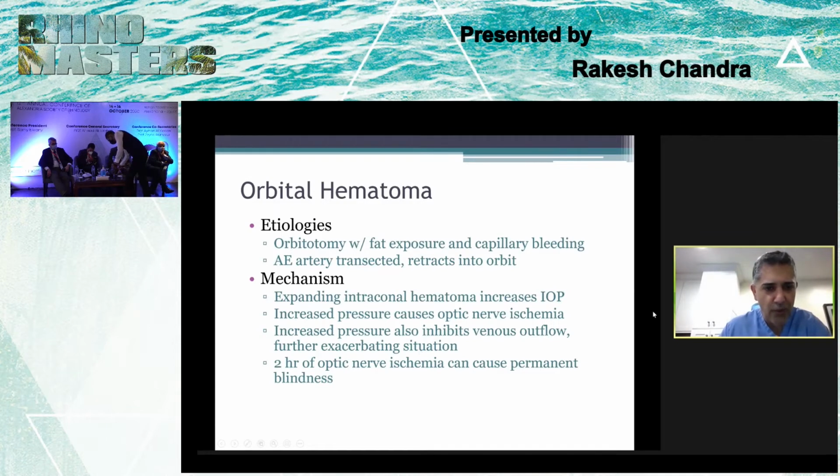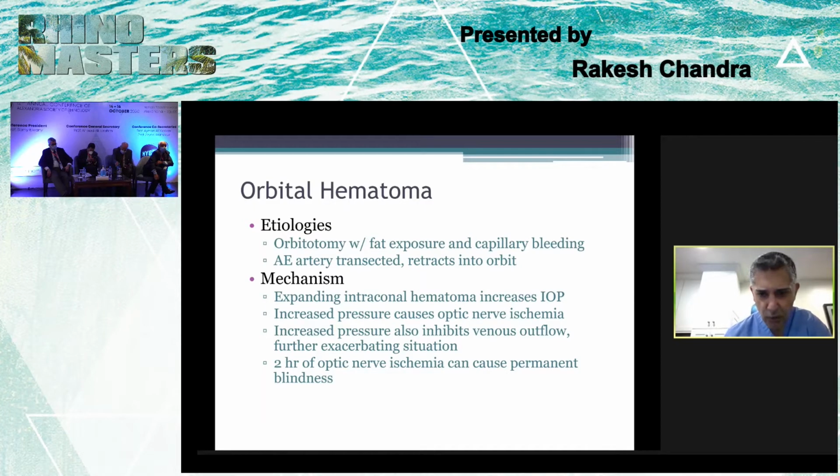So orbital hematoma, the etiologies of this, there are essentially two of them that happen. One is when a simple orbitotomy with fat exposure is unrecognized, and there's capillary bleeding into the orbit. That's usually a much slower, gradual process. The other, which is much more acute, is when the anterior ethmoid artery is transected and retracts into the orbit, and that's much more of a rapidly expanding compartment syndrome.